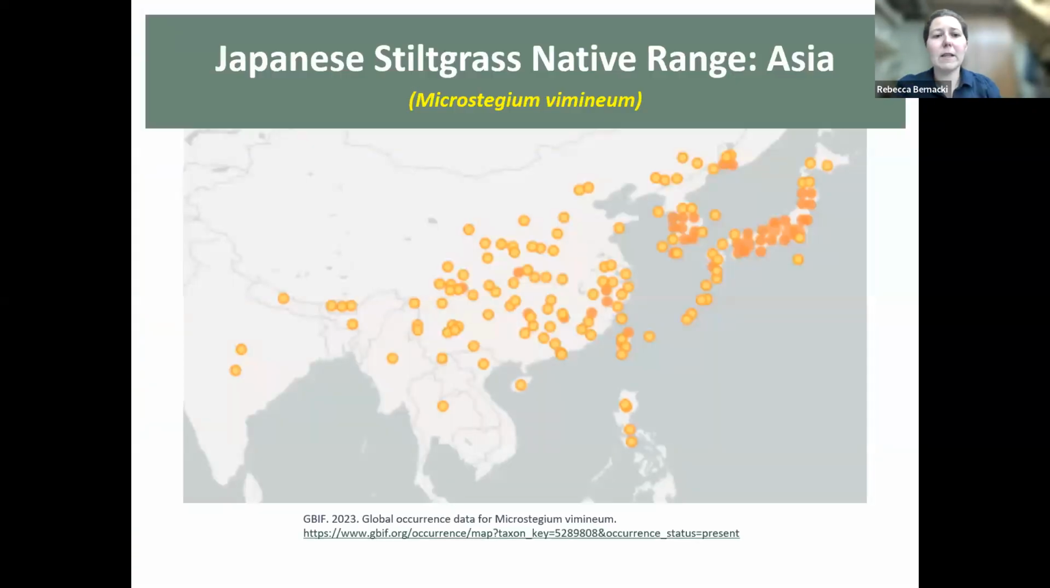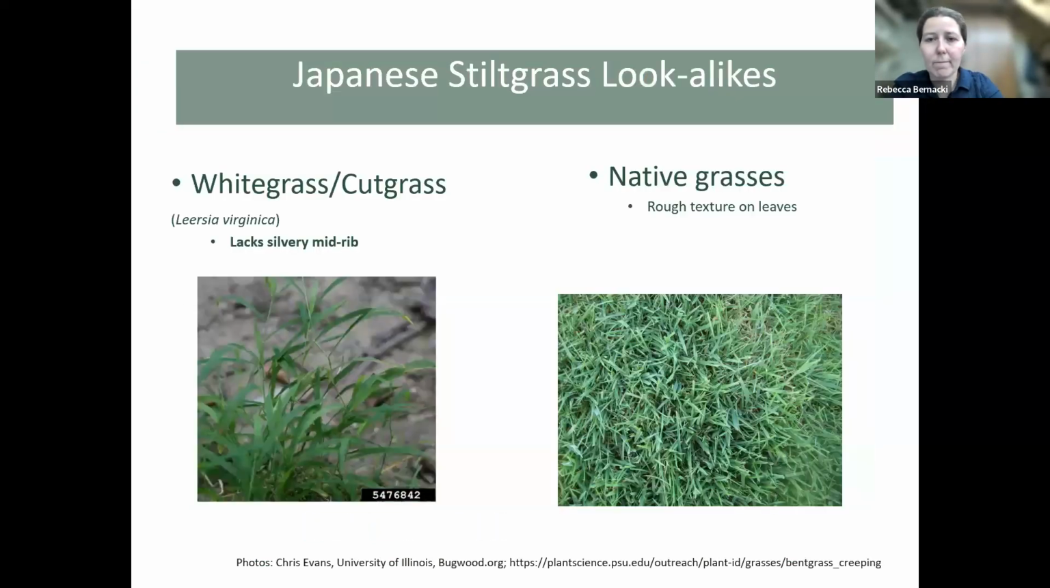Getting into our native range, the native range of this species is Asia, as we can infer from the name. And what are some Japanese stiltgrass lookalikes? So the most common lookalike is our native whitegrass or cutgrass. It has a very, very similar growth form. However, it does lack that silvery midrib. A lot of our native grasses do really look like stiltgrass. However, they don't have that smooth texture. If you rub most of our native grasses in one direction or the other, there are going to be some fine hairs that give it a rough texture.